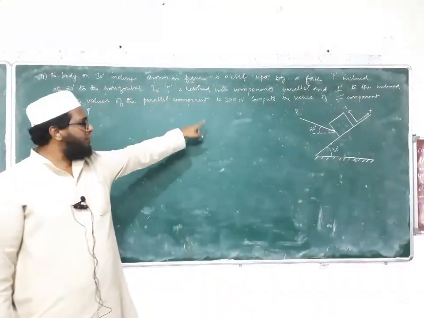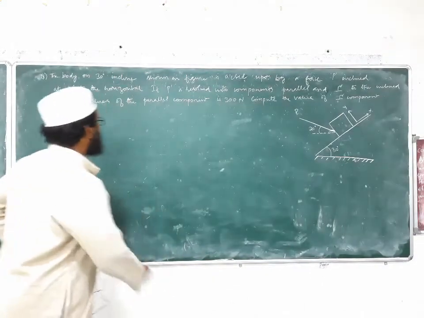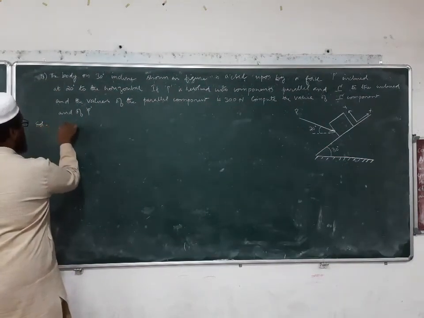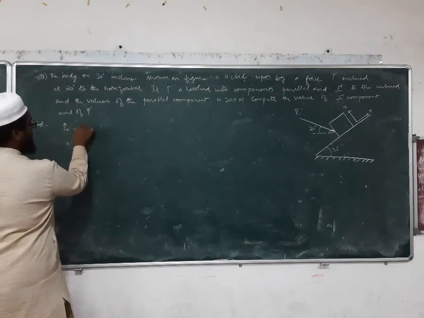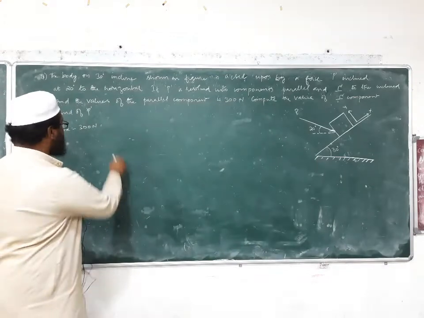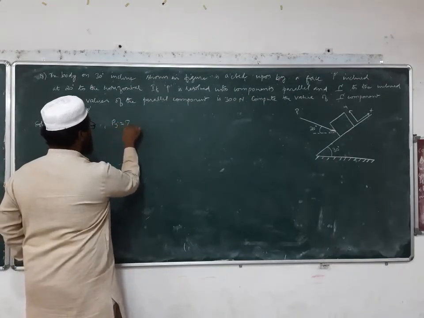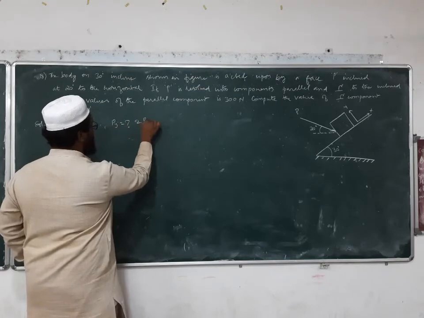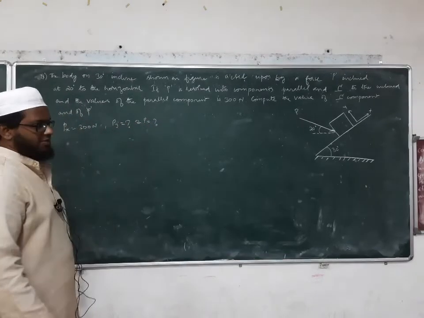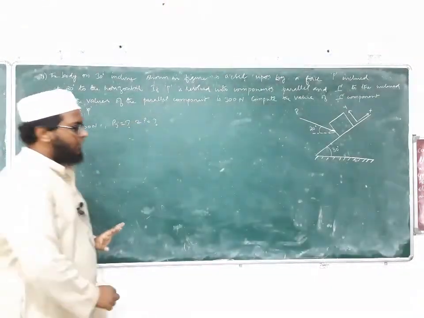and Py, out of which the parallel component, that is Px, is given to us. Px is equal to 300 Newton. Px is given. He is asking us to calculate the value of Py and P. Okay, Px is given, Py and P we have to calculate. So how will we calculate now?